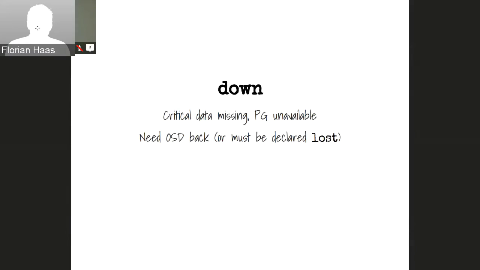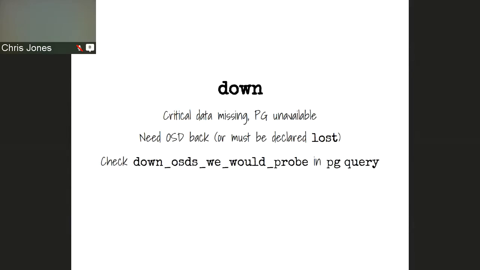And here's where we come back to the PG query from earlier, because the question, of course, is always, okay, which is the OSD that I need to bring back, or which is the one that I need to declare lost in order to get this placement group back up? And this is something that you also find out with ceph pg query. When a placement group is down, then in the JSON that ceph pg query produces, you're going to see an entry that's called down_osds_we_would_probe, and that's the OSD that you need to be looking for and that you then subsequently need to recover or declare lost.